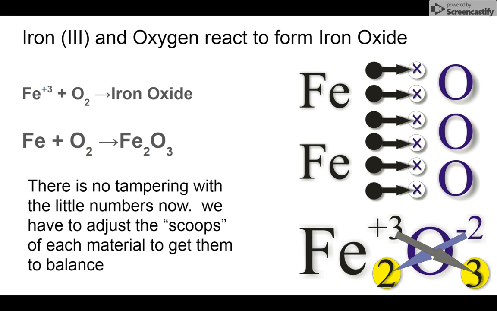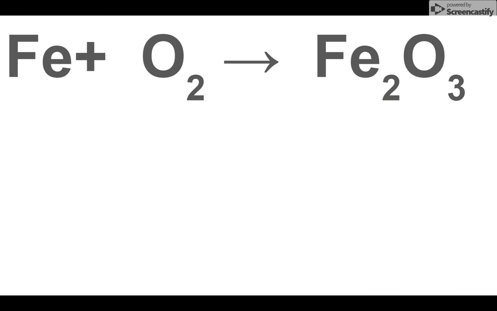You've assembled iron oxide in the only way it can assemble, given that number and the -2 that's on oxygen. You can't tamper with the little numbers now. You have to adjust the scoops of each material to get them to balance. So if we move on to iron and oxygen making iron oxide, we need to figure out what scoops would be needed to balance this out.